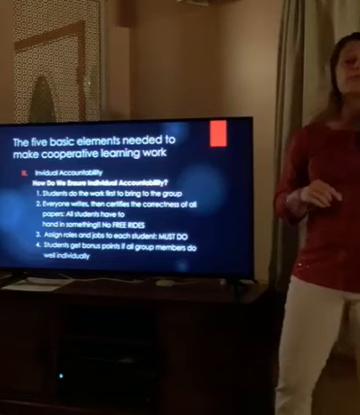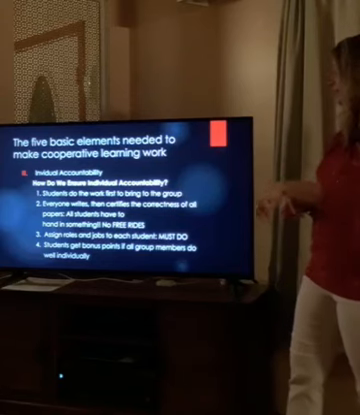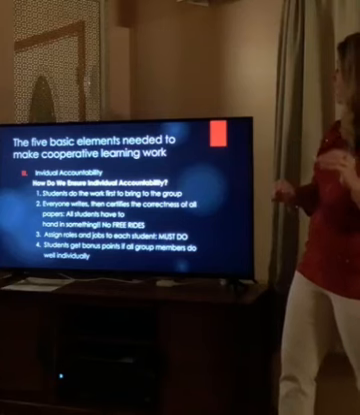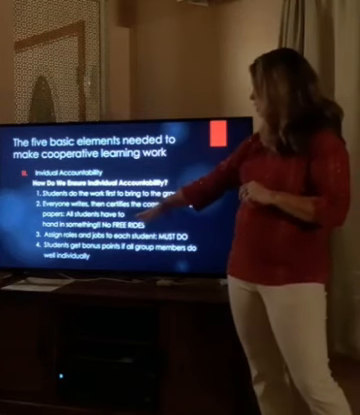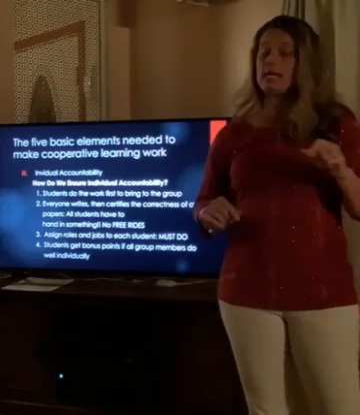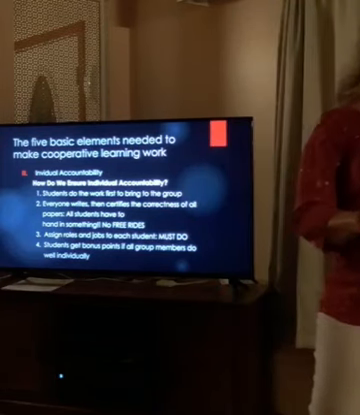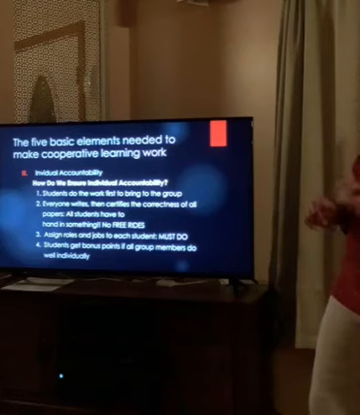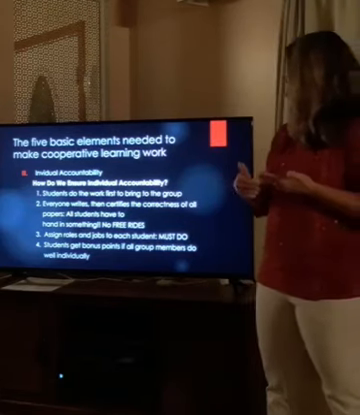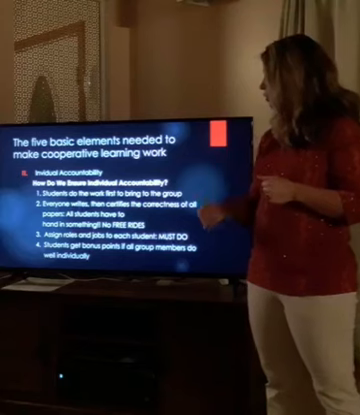Students do the work first, then bring it to the group. Everyone writes, then certifies the correctness of all papers. All students have to hand in something. This is a must. All of them have to do something in order for it to count toward the task they're doing.